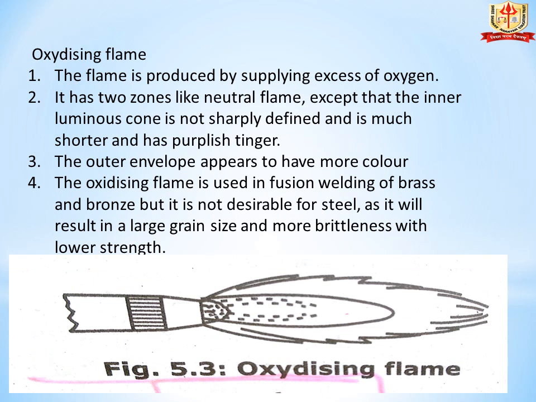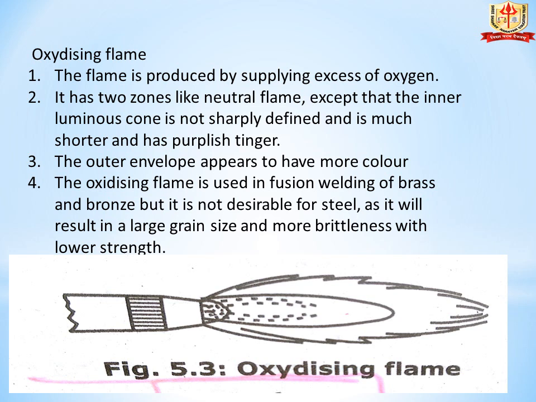Second type of flame is the oxidizing flame. First point, the oxidizing flame is shown in the figure. The flame is produced by supplying excess of oxygen. Point number 2, it has two zones like the neutral flame, except that the inner luminous cone is not sharply defined and is much shortened and has a purplish tinge.